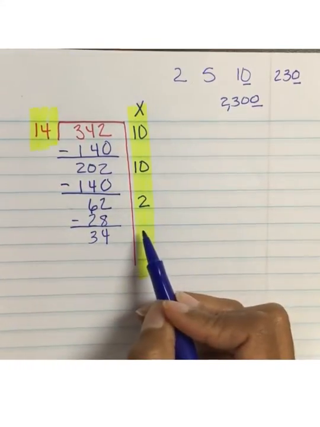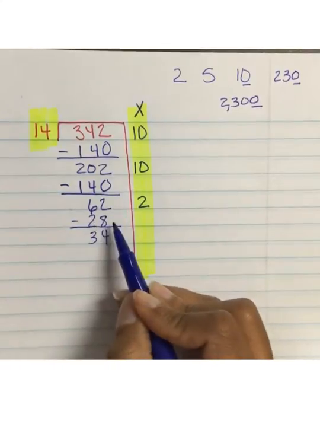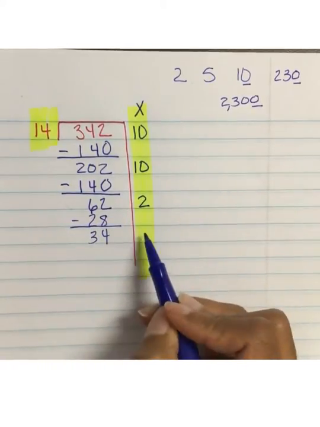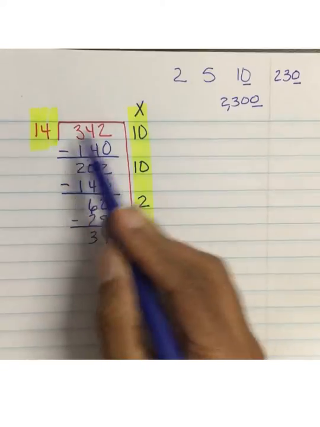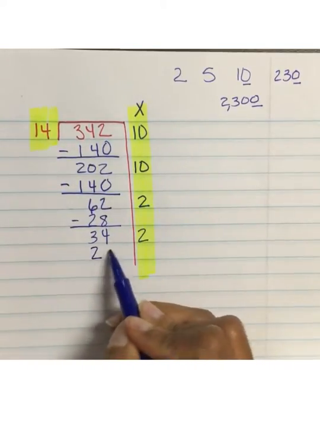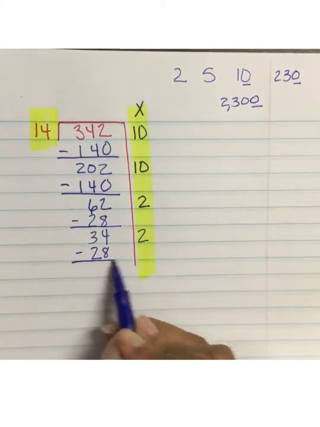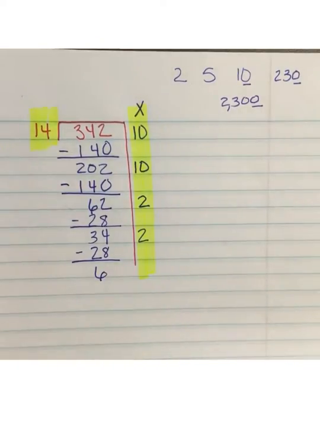Again, I'm going to go with my times 2 because I already know it's 28. And 28 is smaller than 34. 14 times 2, 28. Subtract, and this time my remainder is 6.